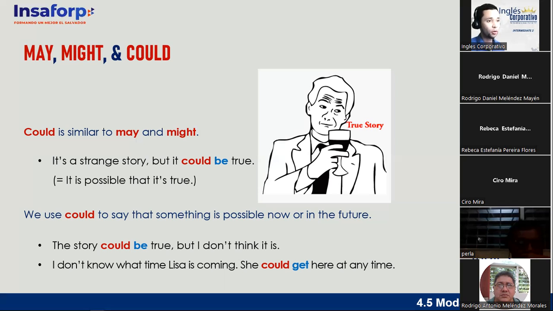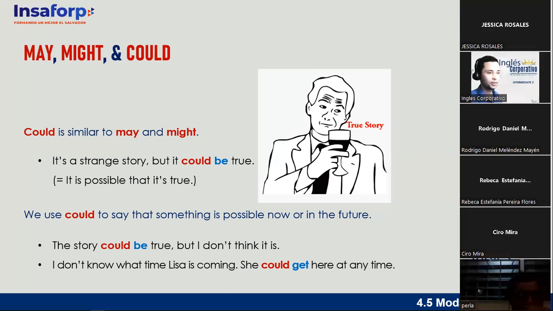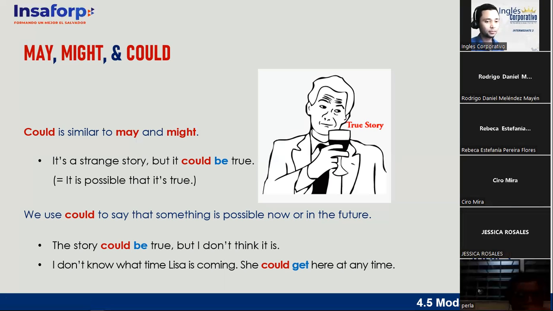Thank you very much. One more volunteer to read the next example. Please, who wants to participate? Practice your pronunciation and intonation. Jessica, thank you. I don't know what time Lisa is coming. She could get here at any time. Thank you. The example reads, I don't know what time Lisa is coming. I don't know. She could get here at any time. Podría llegar en cualquier momento. That's the idea, because could expresses something that is possible, similar to might and may.